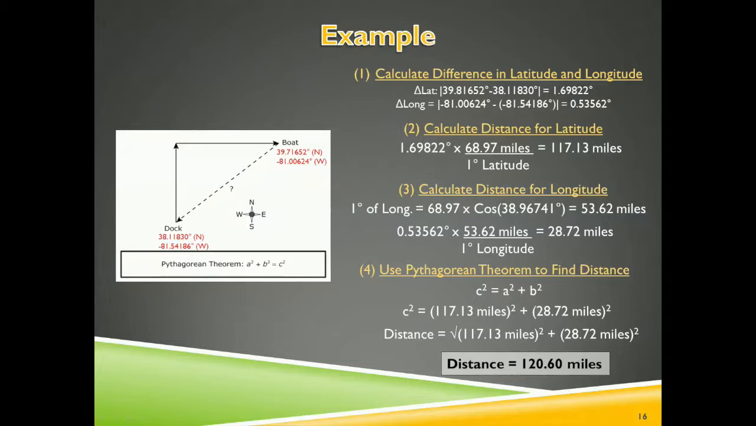From this point, we use the Pythagorean theorem to find distance. As you can see on the right triangle, the hypotenuse is what we're looking to calculate. Therefore, c squared, which is the hypotenuse or distance we're looking for, is equal to a squared plus b squared. This is our distances for latitude and longitude. Squaring those distances and adding them together, and then taking the square root, gives us a distance of 120.6 miles.